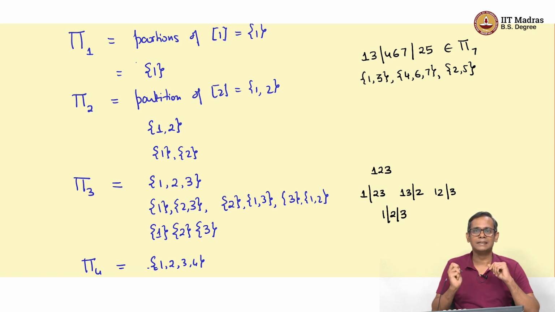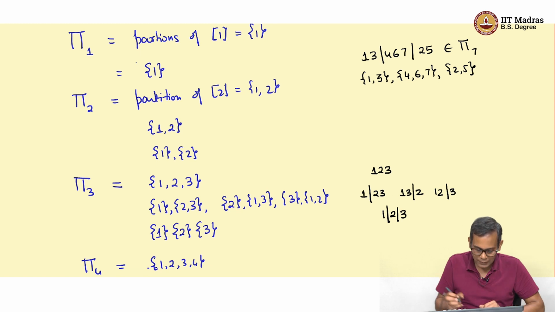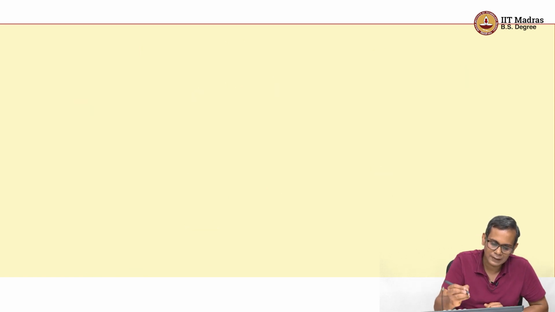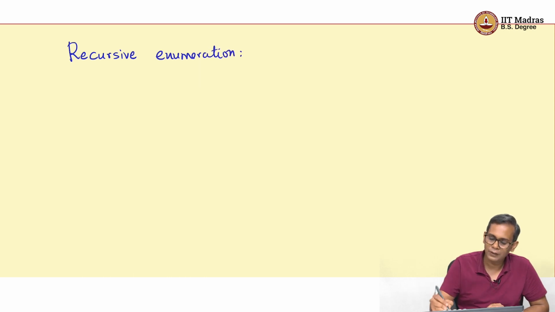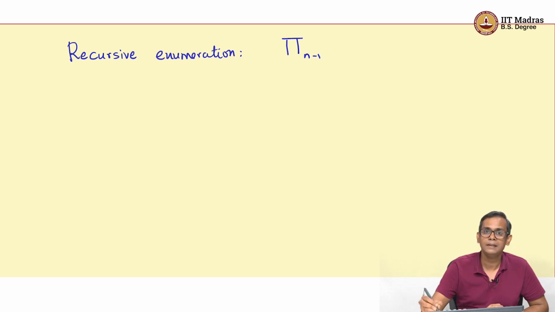What we need is a systematic way of writing down all the set partitions of 4. There is a method, a recursive technique, and it is a way of, if you write down all the set partitions of n minus 1, getting the set partitions of n.